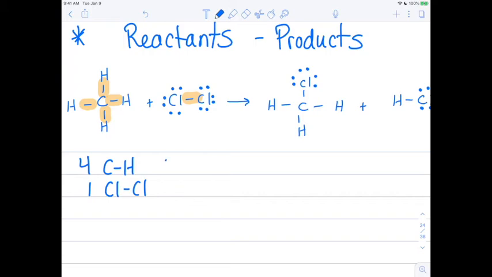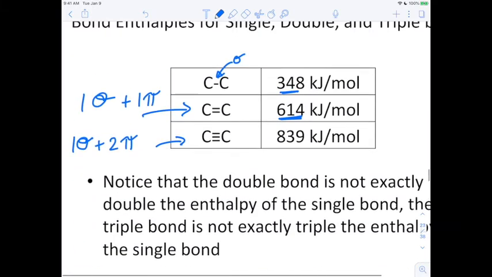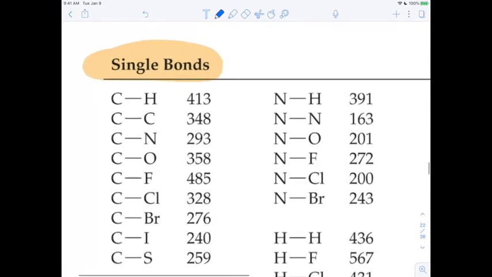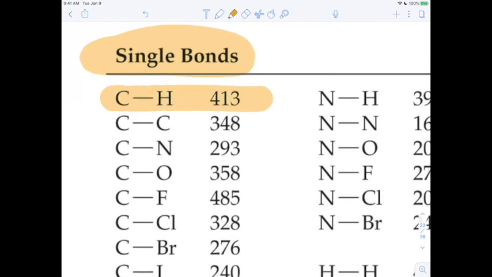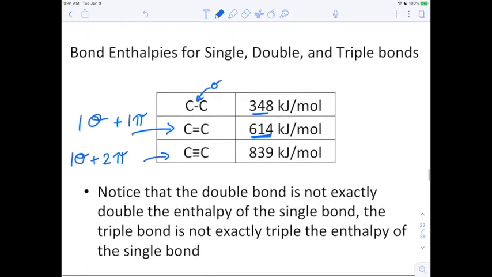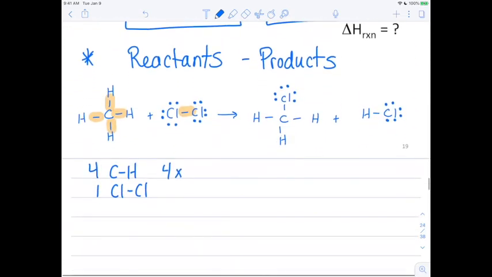All right, so let's do 4 times that carbon-hydrogen bond. And here it is right here, 413, and these are all in kilojoules per mole. So 413 kJ per mole. All right, any questions about where I got that number from?